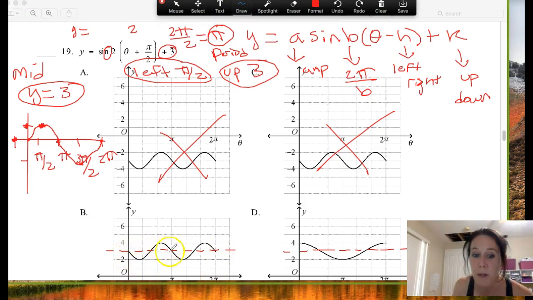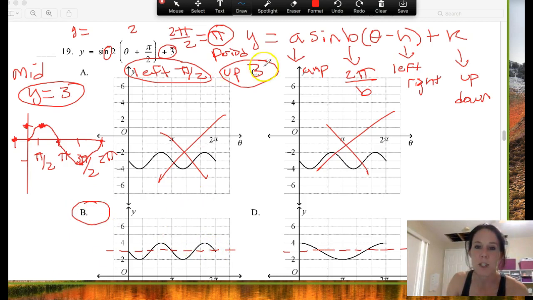So 1 cycle, 2 cycles. So this would be my graph. This does 1 cosine cycle in 2 pi, but I'm looking at the sine cycle and I need it to do 2 sine cycles in 2 pi. So I know it has to be B.